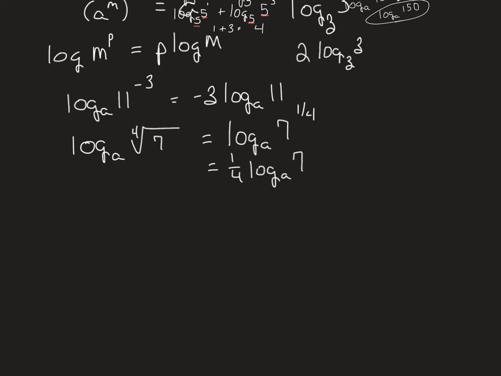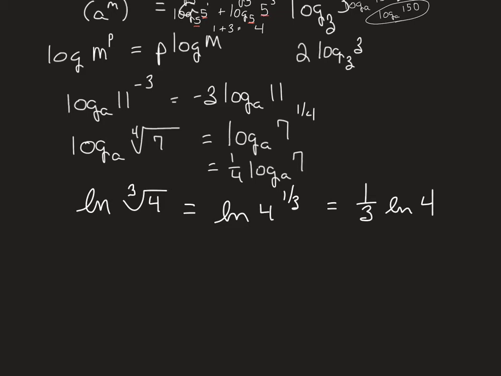Just one more. If I had the natural log of the cube root of 4, well, I have to remember that I can rewrite the cube root of 4 as 4 to the 1/3. So applying the product rule, we get 1/3 times the natural log of 4. Okay, so far I think you can see that these are really fairly easy properties to apply.